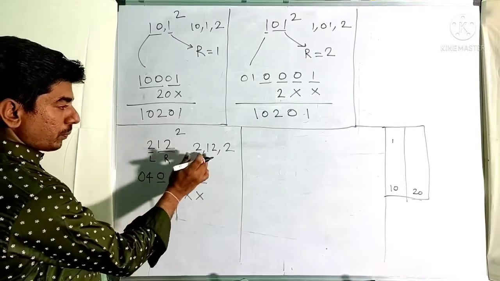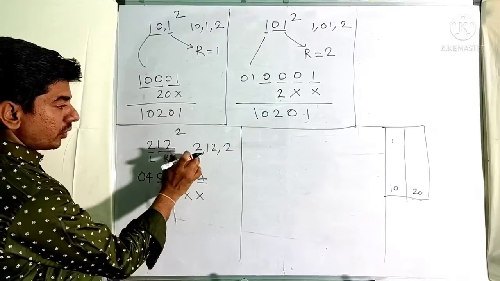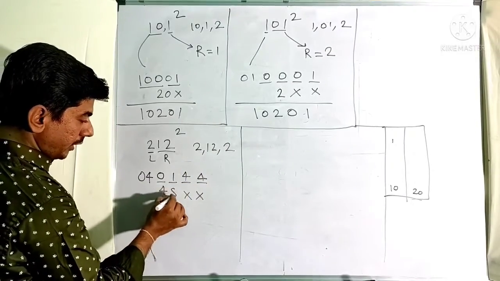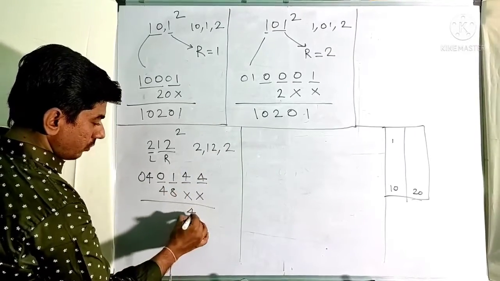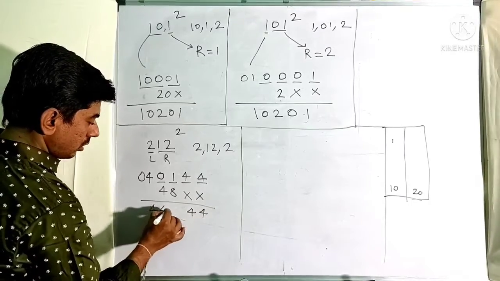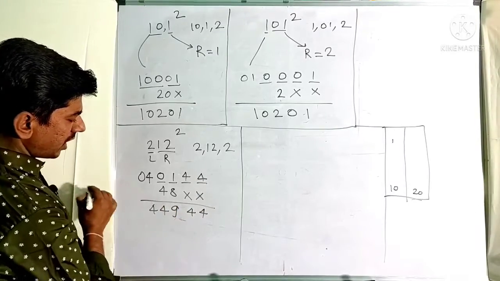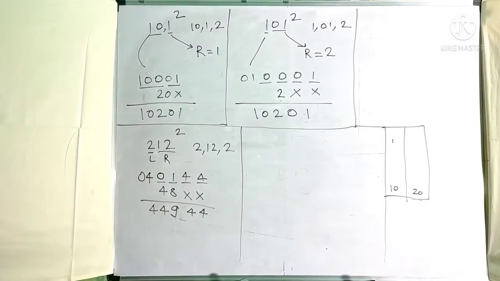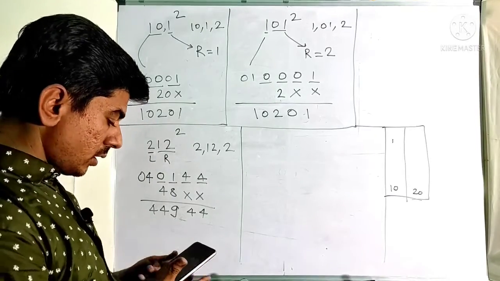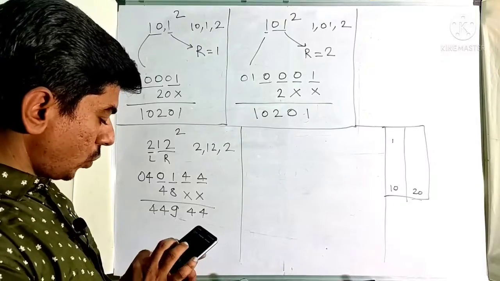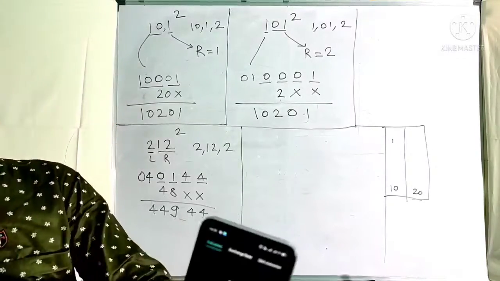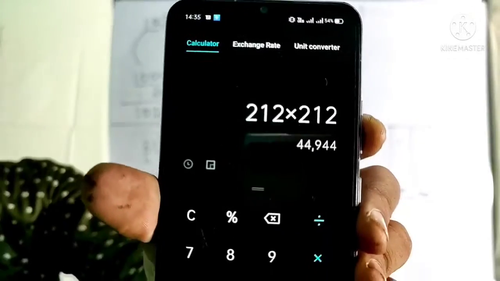Okay, now multiply these three terms. 2 into 12 is 24, 24 into 2 will be 48. Then 4 4, in between them 9 is coming. Interesting answer. Check the answer. 212 into 212. The answer is correct. 44944.